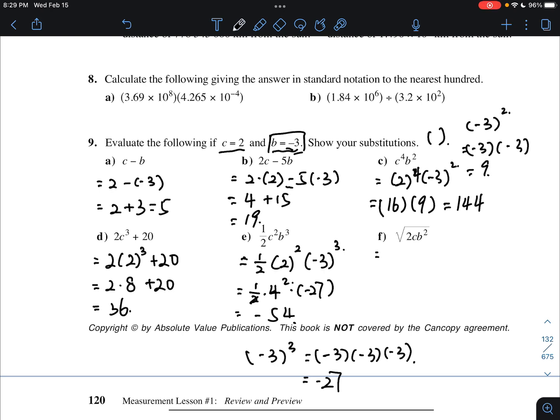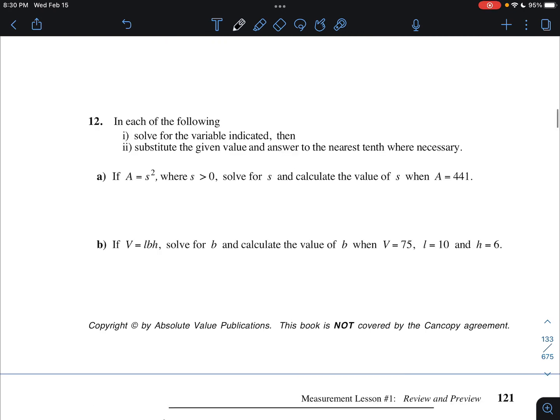Okay, the last one as square root, we can just write this one here, and then 2 is 2, and then B is -3 squared, and then it's here, this is 2 times 2 is 4 times 9, and then this one is 2 times 3 is 6. Okay, the last one, 12.